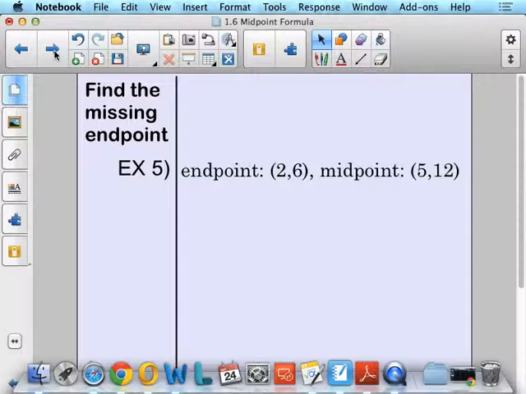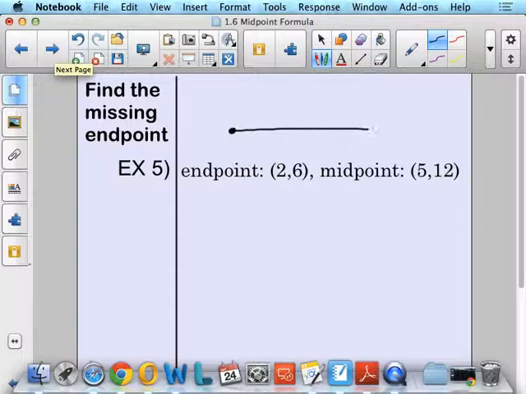So if I were to draw a picture of this, let's say the first endpoint is (2, 6) and the midpoint is (5, 12). We need to find the other endpoint. So we're looking for this piece over here. I'm just going to call that (x, y).